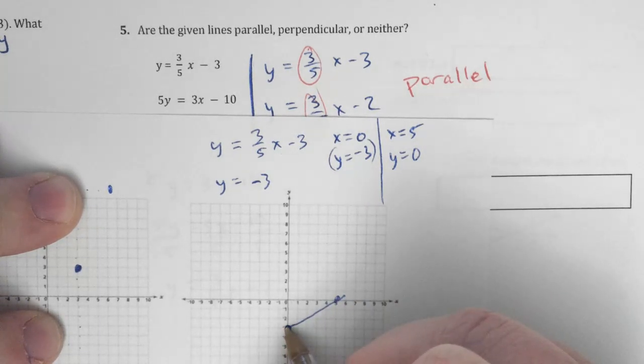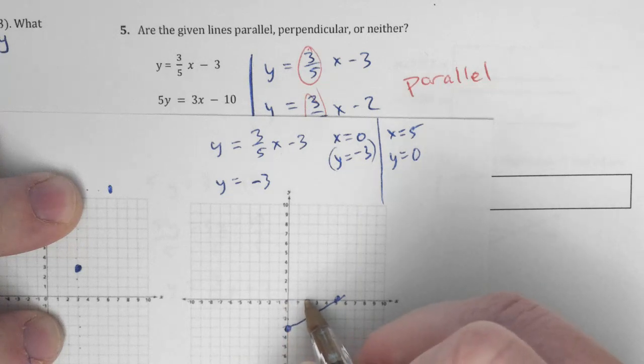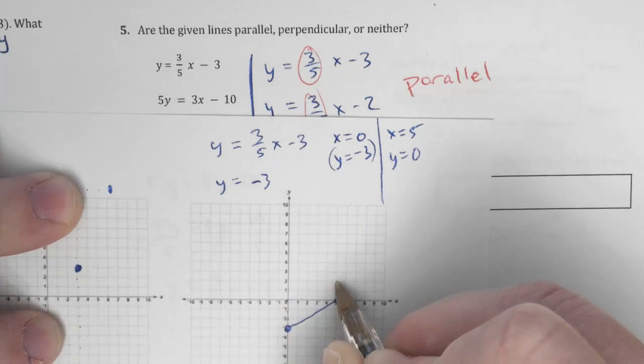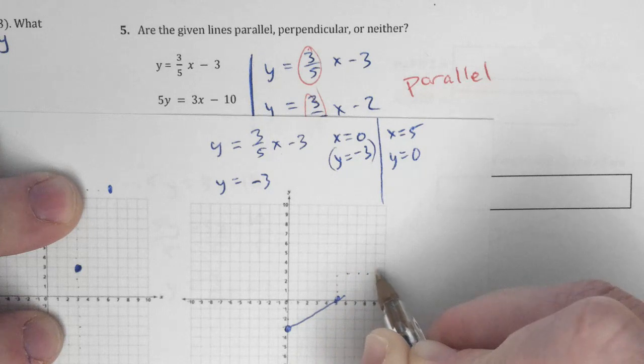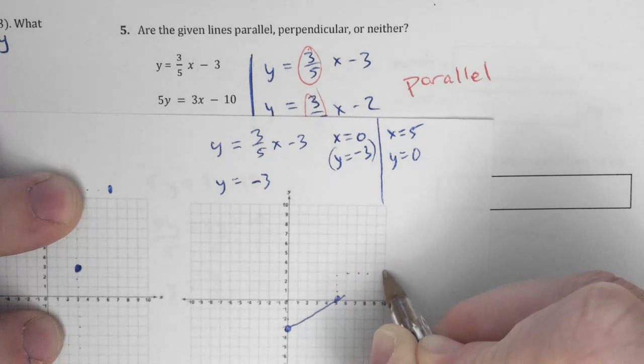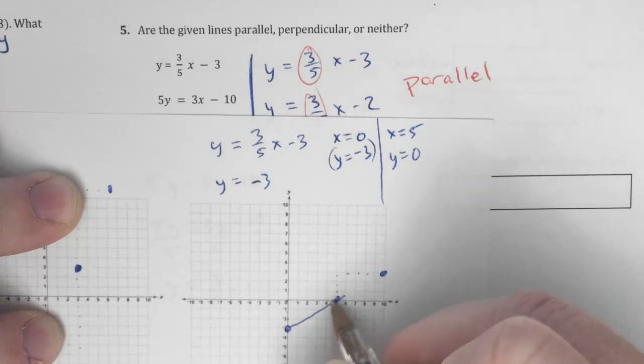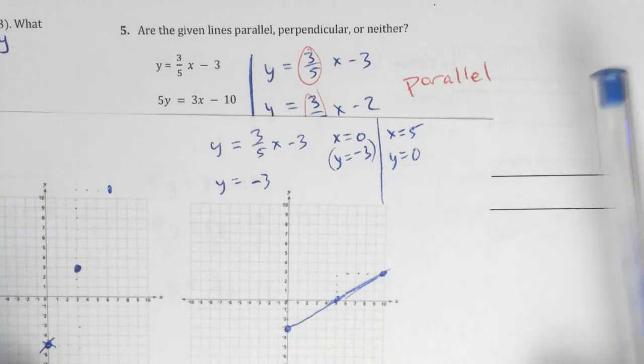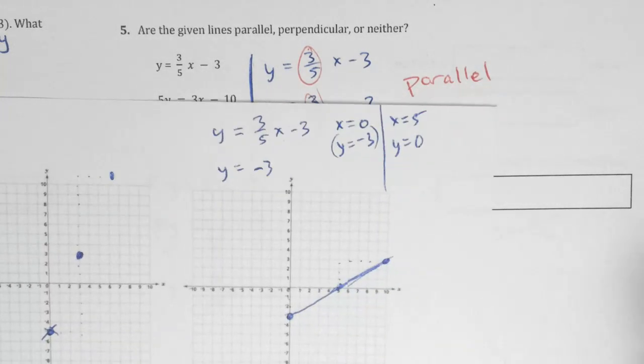And then how do we get from here to here? We went 1, 2, 3, 1, 2, 3, 4, 5. And you just keep up that pattern as much as possible. Now, let's do the other line.